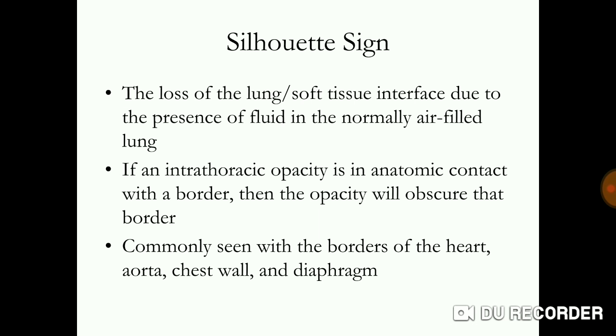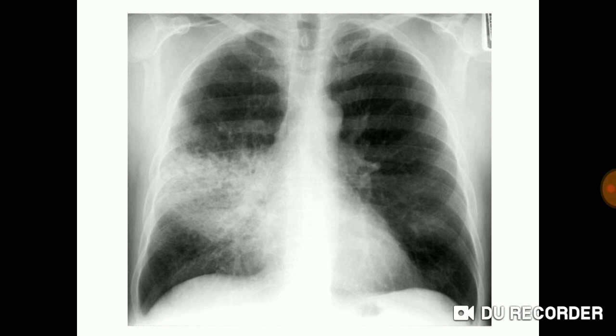Common abnormal findings in chest X-ray, like the silhouette sign. What is the silhouette sign? It is the loss of the lung's soft tissue interface due to the presence of fluid in the normal air-filled lung. If an intrathoracic opacity is in anatomic contact with a border, then the opacity will obscure that border. Commonly seen with the borders of the heart, aorta, chest wall, and diaphragm. You can see in this picture, this is the silhouette sign.